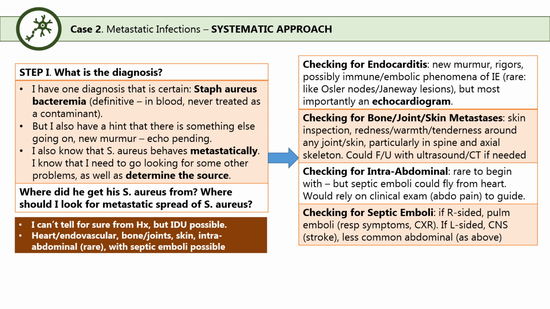For bone and joint infection, I need to do a skin inspection looking for redness, warmth, tenderness around any skin site or joint, particularly the spine and axial skeleton, the most common sites seeded. If I notice any new pains, we should consider getting imaging like an ultrasound or CT scan if needed. Septic emboli can affect multiple sites. For example, if there is an intra-abdominal emboli from left-sided endocarditis, I'd expect abdominal pain, but would let the clinical history guide our search. Similarly, for pulmonary septic emboli, I'd expect respiratory symptoms or new chest x-ray findings. If you're unfamiliar with these places to look, always review before you manage your actual patients.